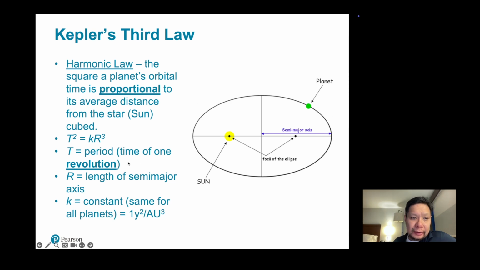So if it's Earth, it's a year, right? The time squared equals the length of the semi-major axis cubed times K, the constant, which is the same for all planets, which is 1 year for every AU.